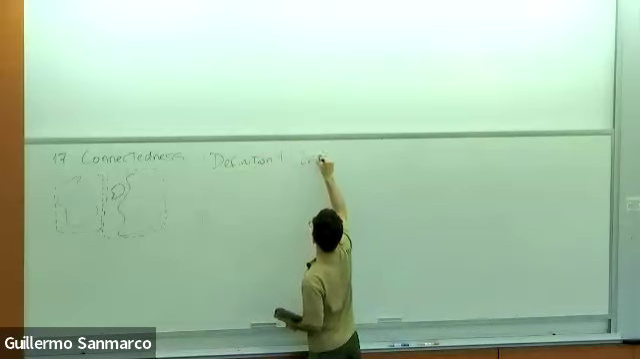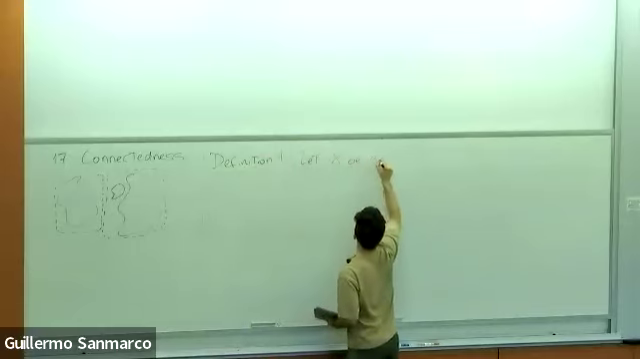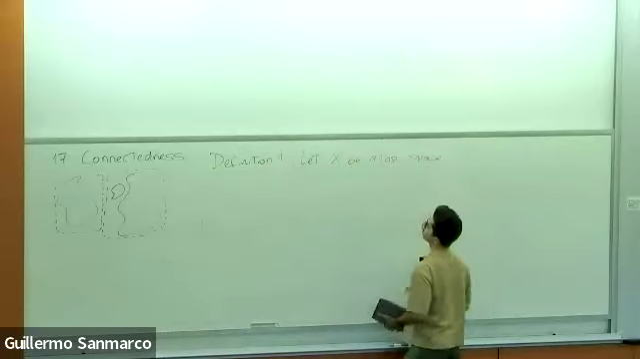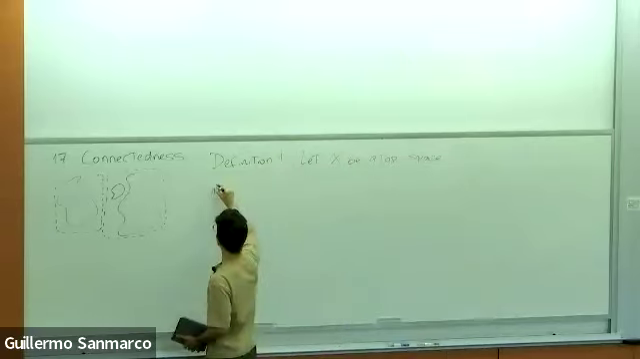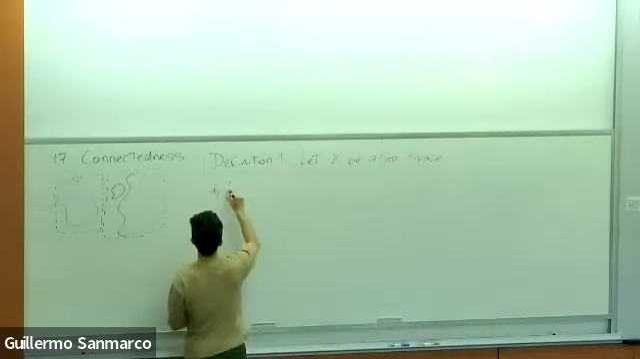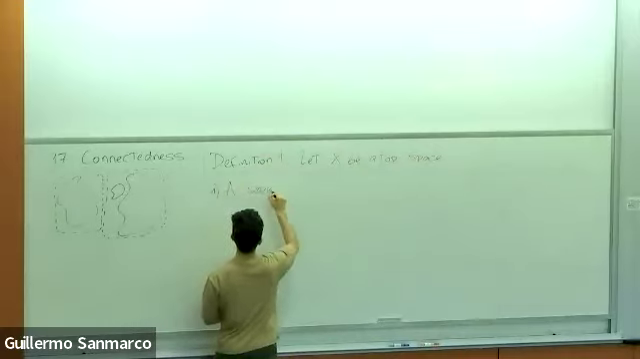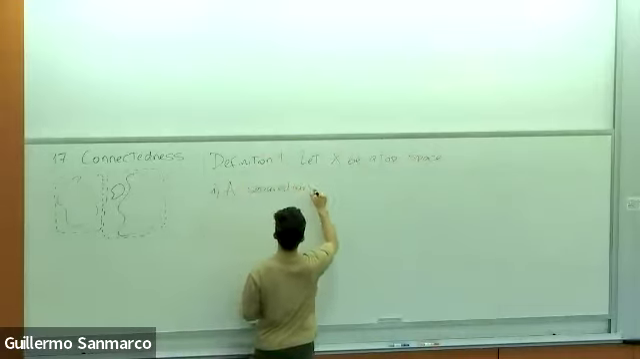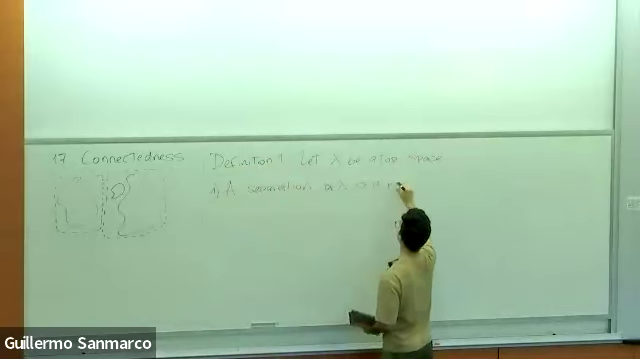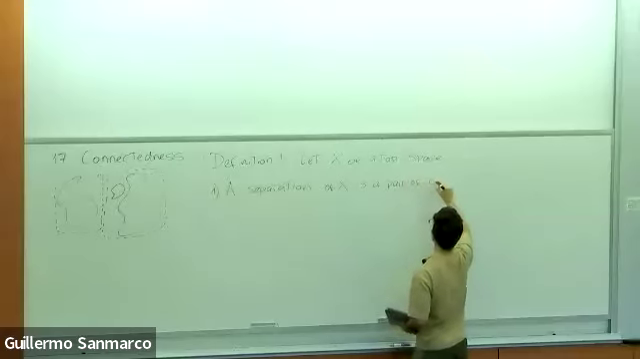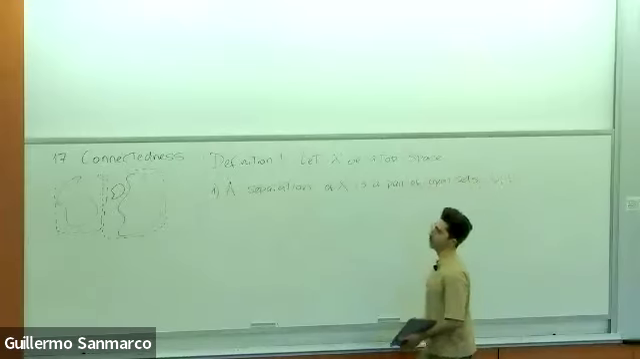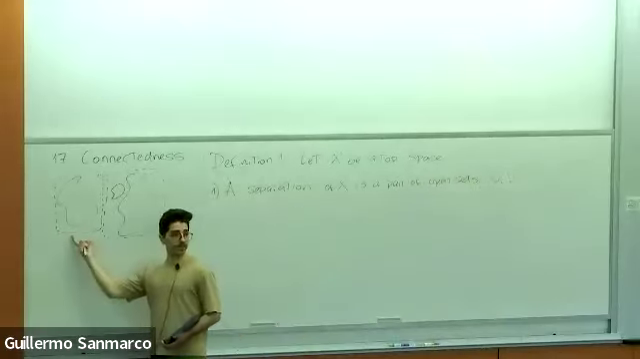Let's start with a topological space. I'm going to define two things. The first one is, what's a separation of X? I'm not really going to use this that much, but since the textbook uses it, let's use it. So a separation of X is going to be a pair of open sets U, V. So you should think about these two guys over here.